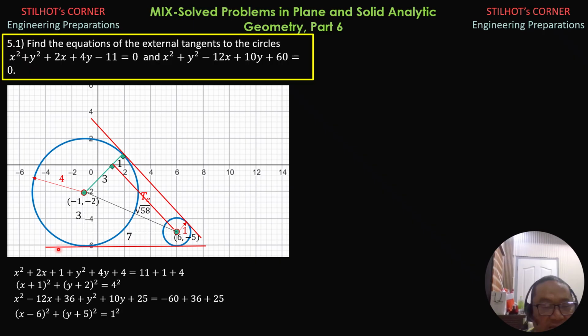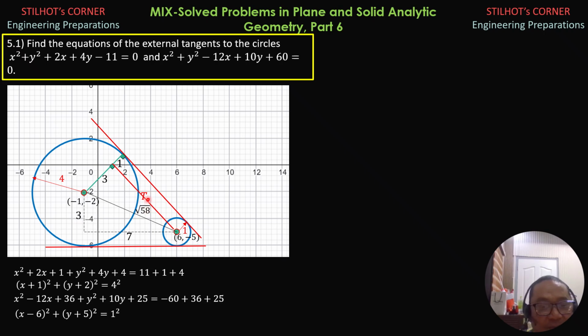The other external tangent is obviously horizontal, and the equation of that is, because this is negative 5, then the radius is 1. So negative 5 minus 1 is negative 6. This is negative 2 minus 4, negative 6. So therefore, one equation of the external tangent is y equals negative 6. So our problem would be this tangent here. This is the more challenging one, so we should find the equation of this tangent.